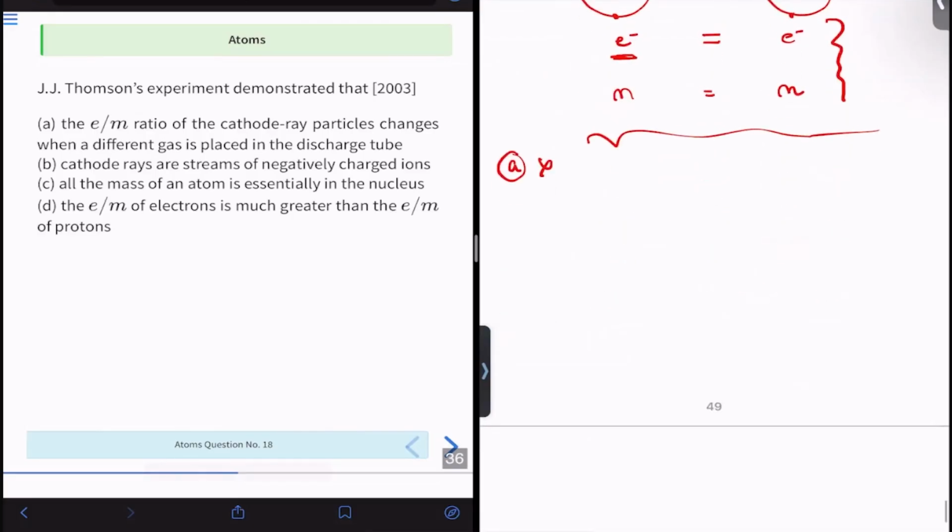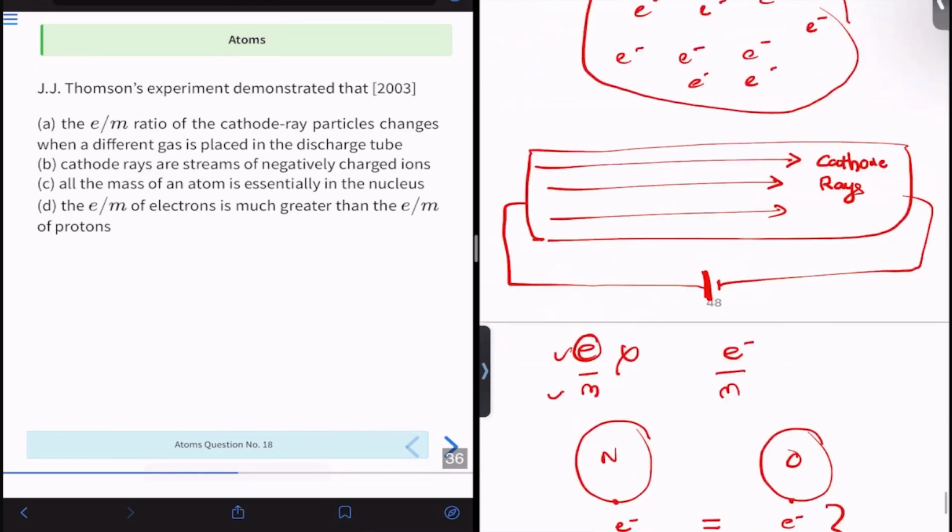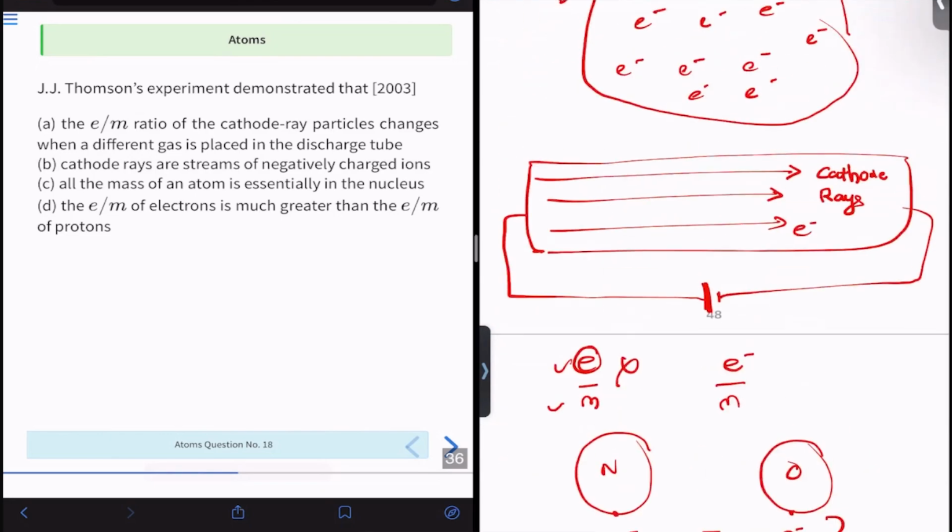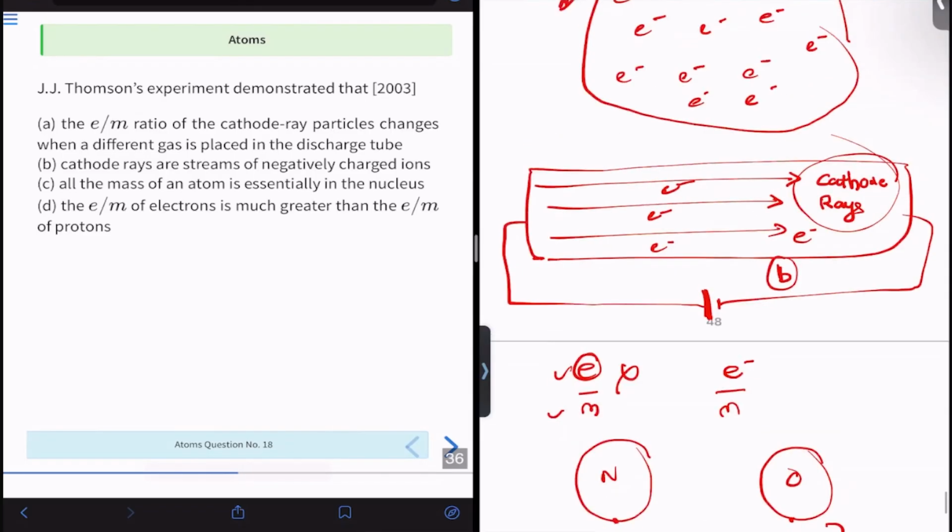Option B says cathode rays are a stream of negatively charged ions. Yes, cathode rays were negatively charged particles. So option B is correct.